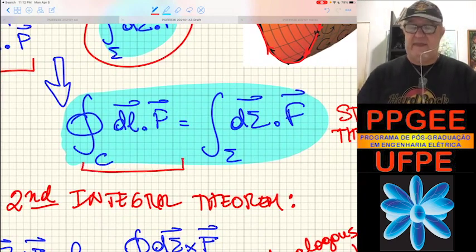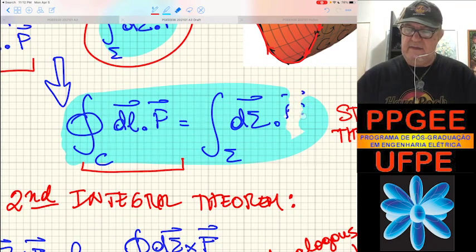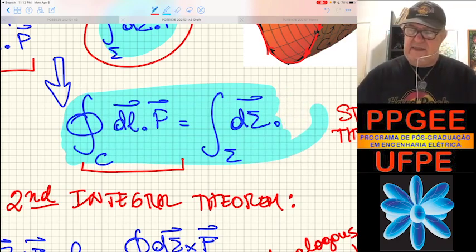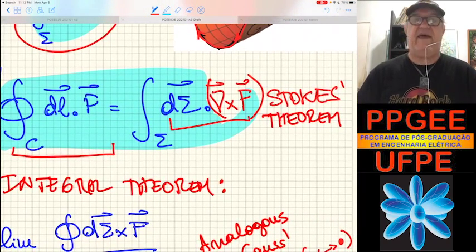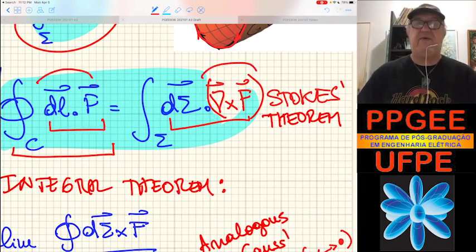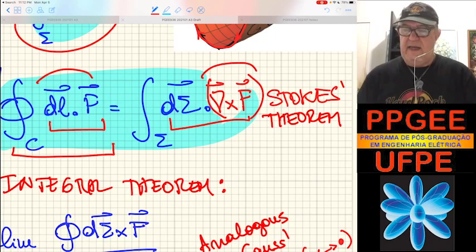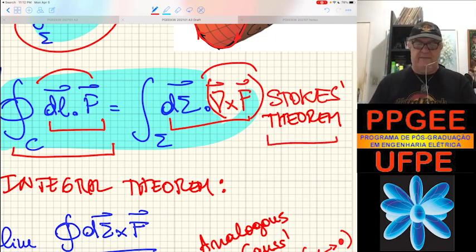Circulation of a field can be determined, this is wrong again, it's not the sigma F, this is curl of F. So the surface integral of the curl of F equals the circulation. So circulation is directly connected with the curl of a vector. This is the essence of the Stokes theorem.